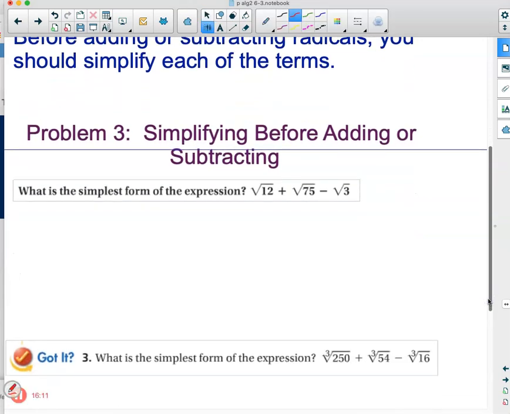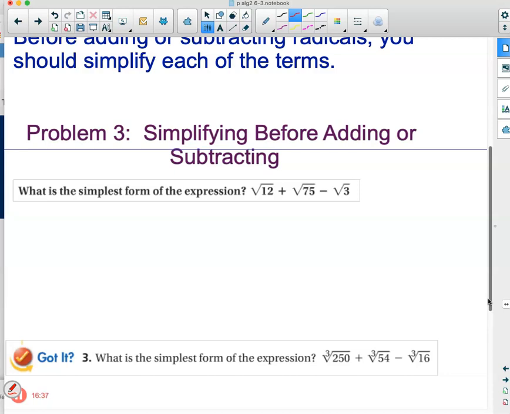Problem 3. That's all we get? And then they expect us to be able to do it. Yeah, because we've been simplifying radicals already. This is just using some of the things we already know how to do. So what is the simplest form of the expression, the square root of 12 plus the square root of 75 minus the square root of 3? Can't be combined. Oh, wait. We haven't simplified this yet.